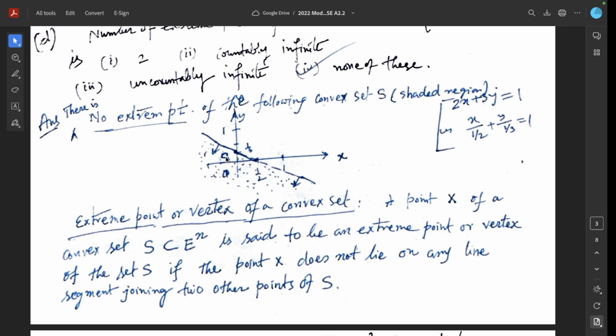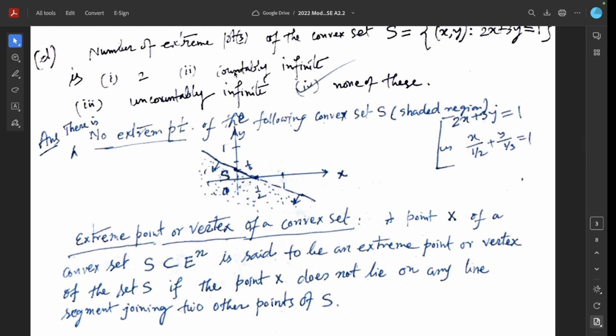So there is no extreme point on the line 2x plus 3y equal to 1. Actually there is no vertex point in this convex region, the dotted line, dotted region, shaded region. The convex set has no extreme point. So not 2, not countably infinite, not uncountably infinite. Actually none of these is the correct option, which is option 4.